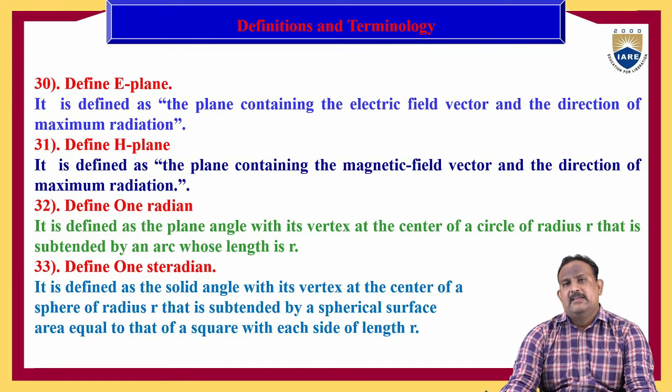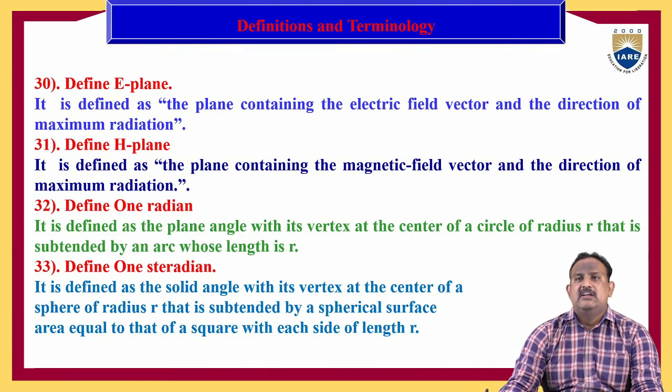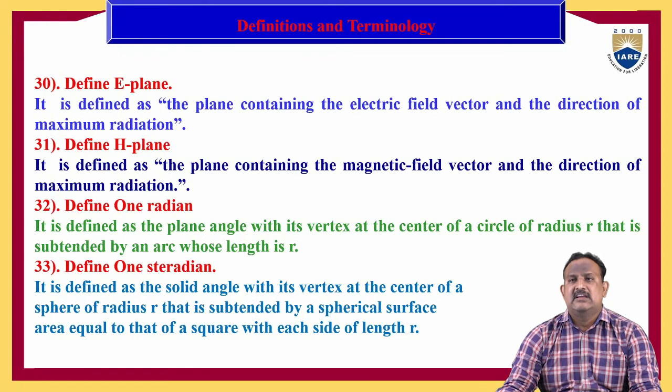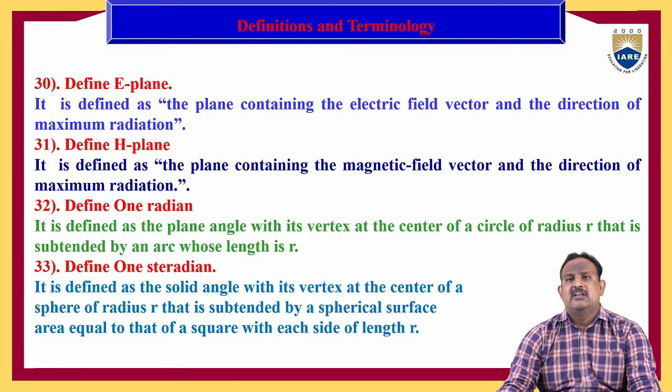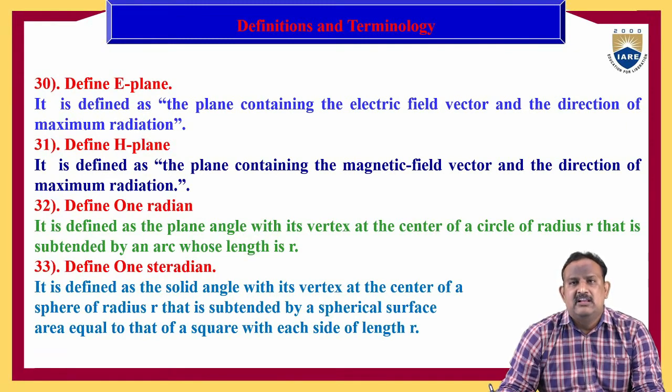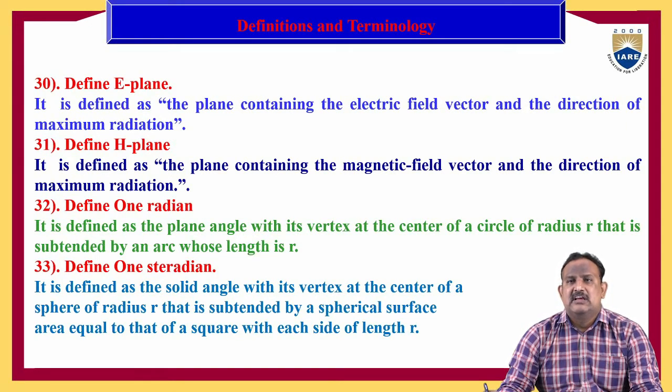Define 1 steradian. It is defined as the solid angle with its vertex at the center of a sphere of radius r that is subtended by a spherical surface area equal to that of a square with each side of length r. Mainly the steradian is a solid angle. It is used to measure the solid angle in wave transmission.